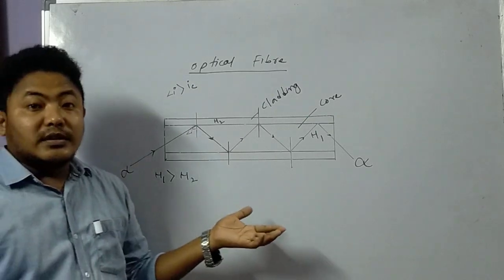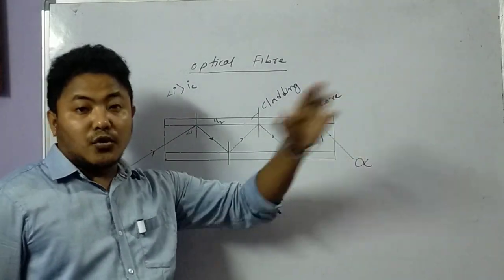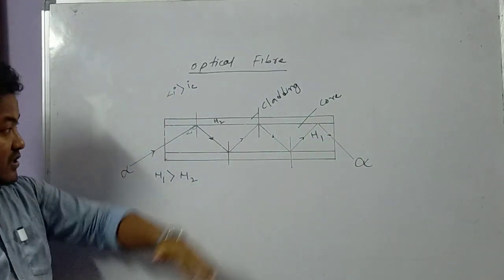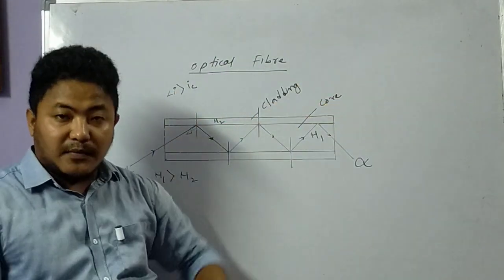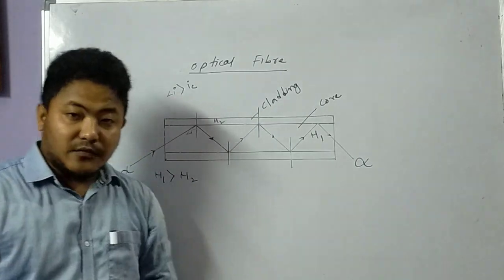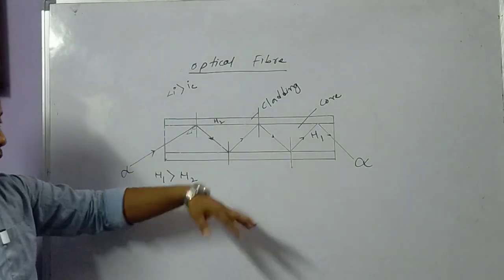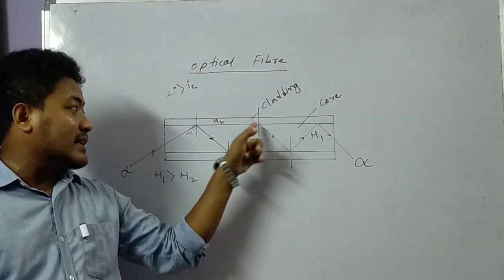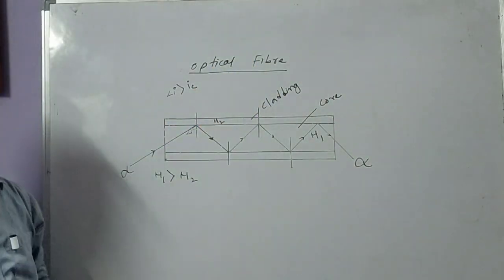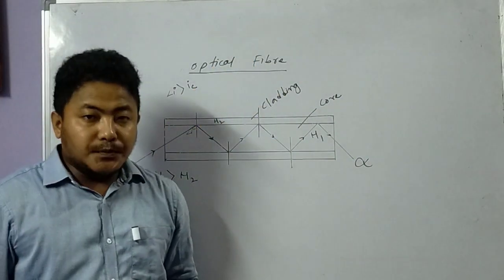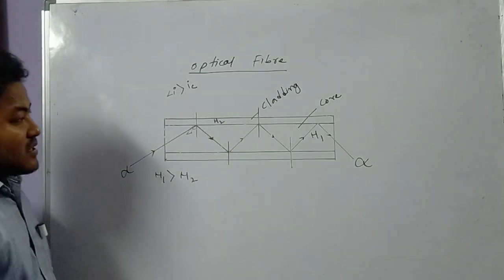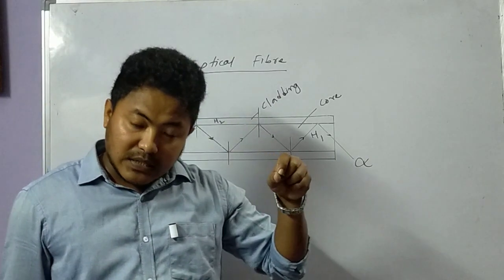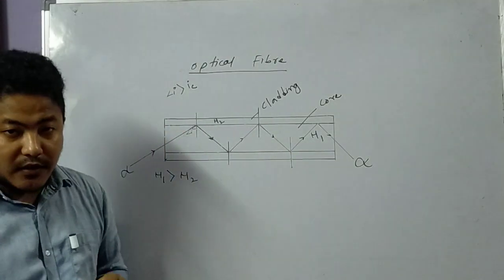But I have told you that there is no loss of energy or loss of anything in this case. So this is how the total internal reflection takes place in an optical fiber. You should know that the inner part is your core and the outer part is the cladding. That is the optical fiber's case, as an effect of total internal reflection.